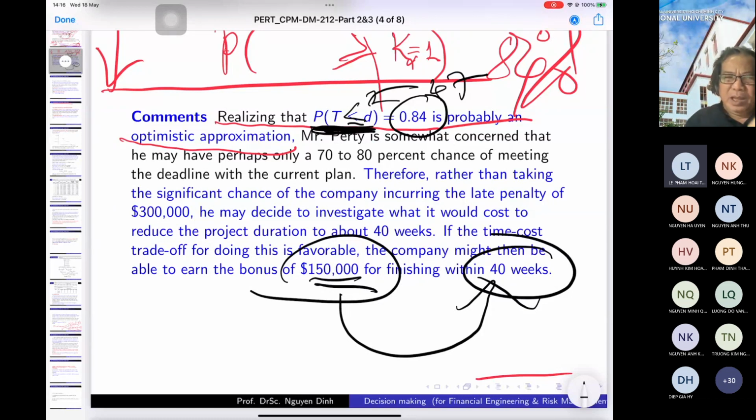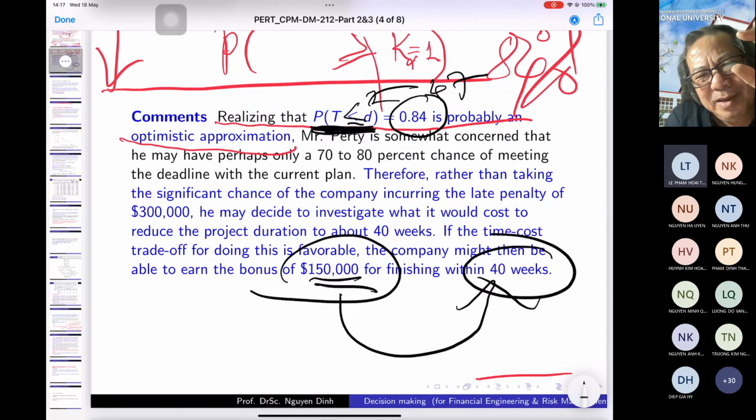But you remember, if you want to reduce the time, then by what means? We have to hire more workers, or improve, or use some kind of modern techniques to reduce the duration of some nodes. Is that okay? But each time you do this, you reduce 1 week at node J, for example, you have to pay some more amount of money.